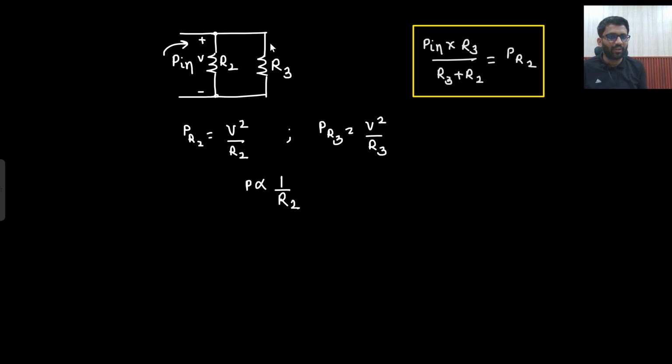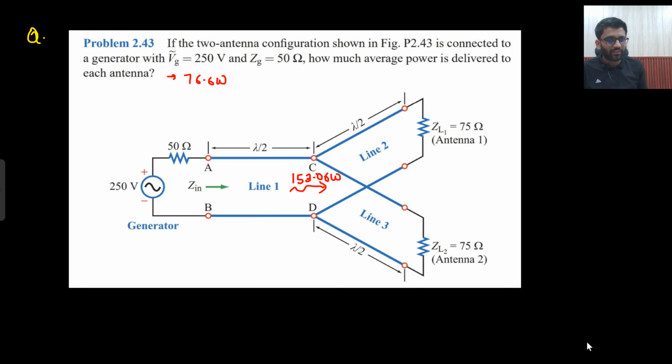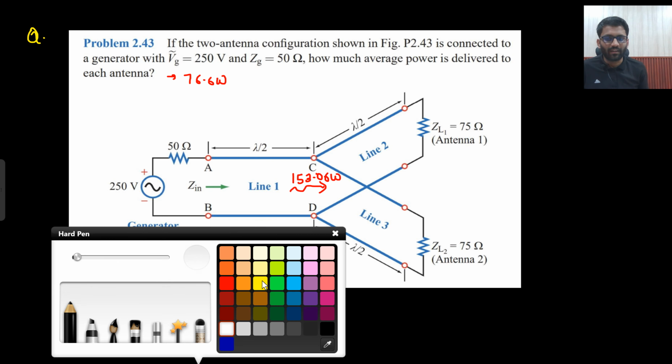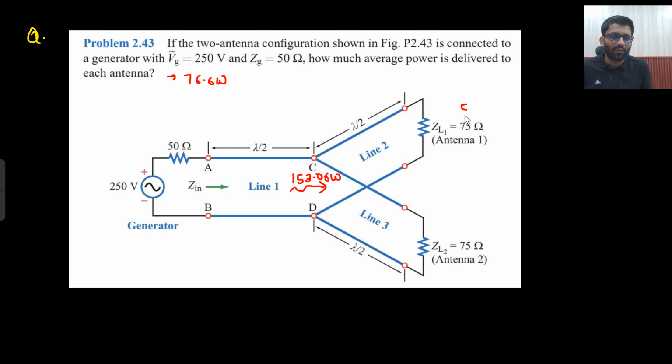So in R2 also P in by 2 power was going. In R3 also P in by 2 power was going. But if the impedance were different, let's just say here 50 ohm was there and here 100 ohm was there, and assuming that this power was 200 watt, then what would have happened? How much power would this transmission line be getting?